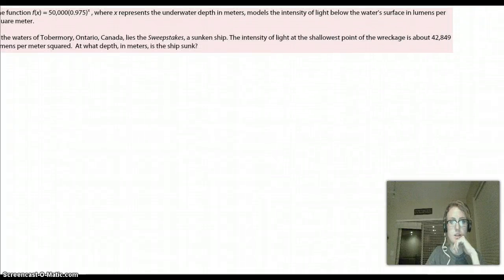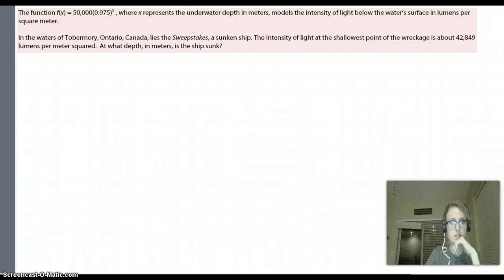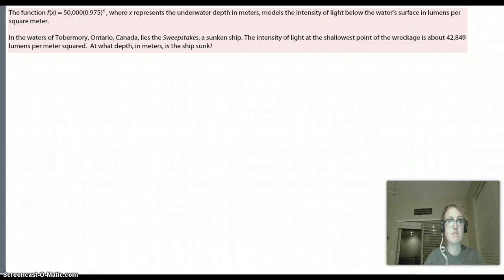Alright, here in this problem, we're given a function: f of x equals 50,000 times 0.975 to the x power. So this is going to be important to us. We're going to be using this function here.